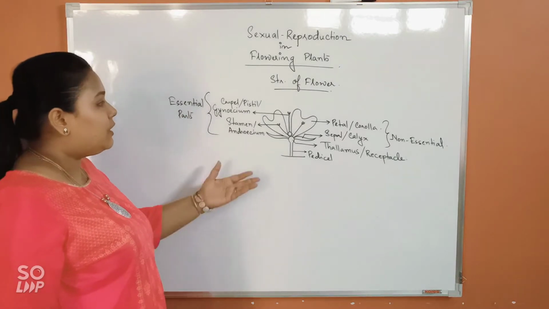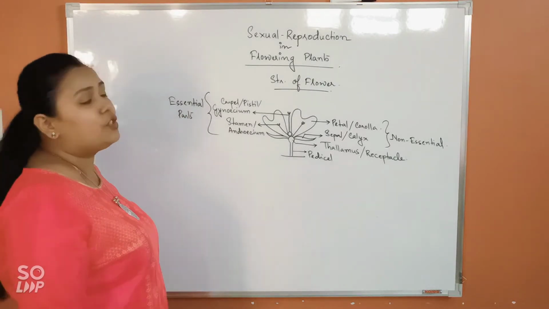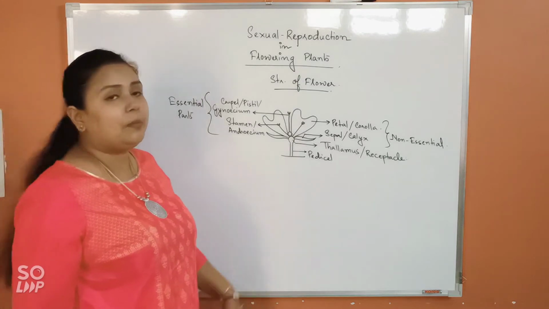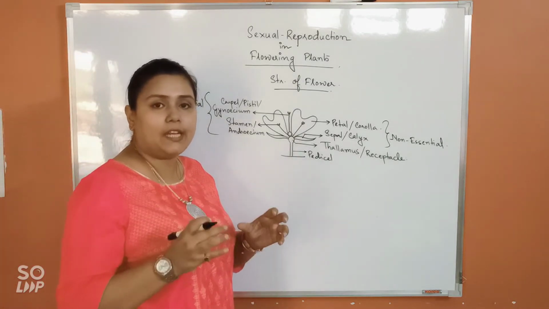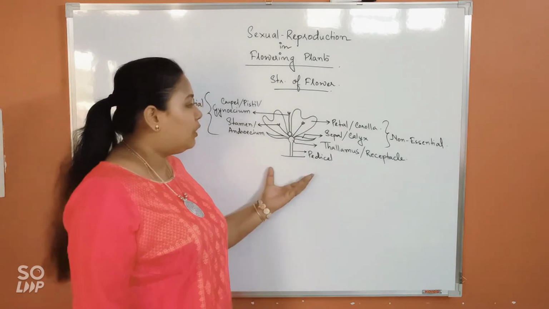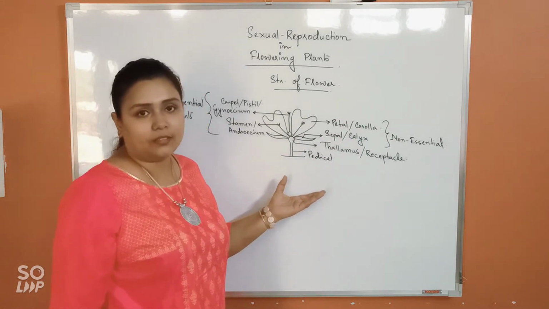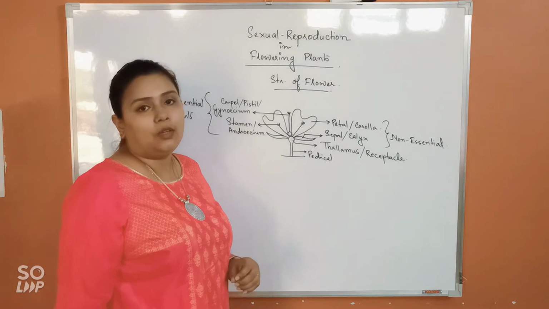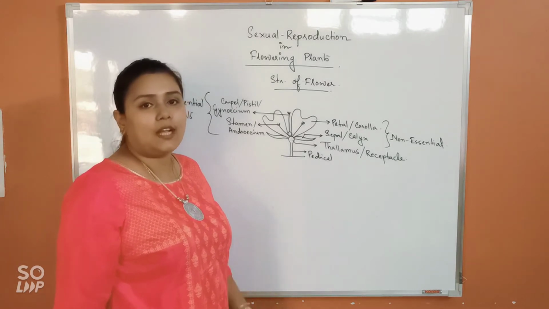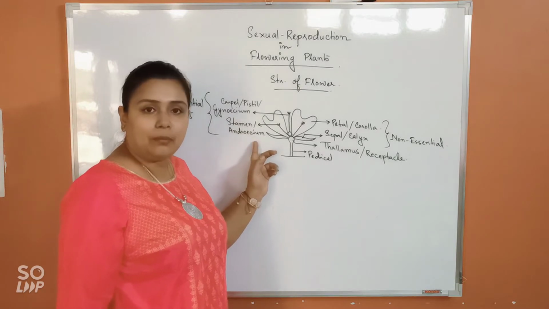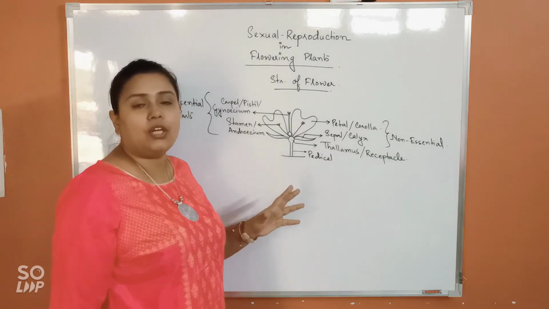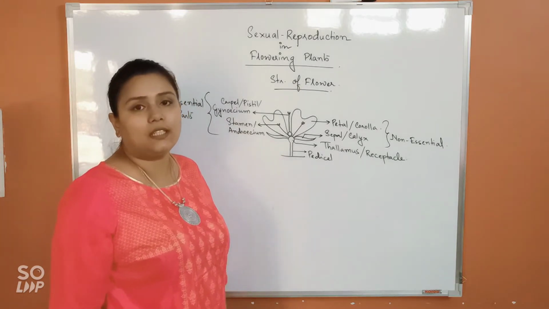So this is the basic structure of a flower, and it being a reproductive shoot, everything related to the sexual reproduction will be involving the flower. So now, without any further delay, let us start with the male reproductive unit of the flower, that is stamen, and we'll discuss the structure and development of the stamen in detail.